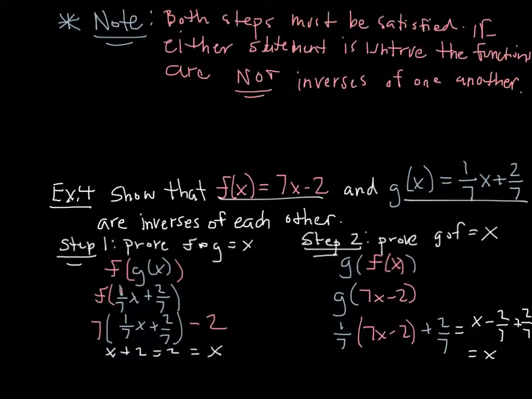An important thing to take note of would be that if either statement is untrue, the functions are not inverses of one another. So we'll say that again. Both steps must be satisfied. If either statement is untrue, the functions are not inverses of each other. So both of these functions prove to be equal to x, so they're both true, and we know that the functions are inverses of each other.